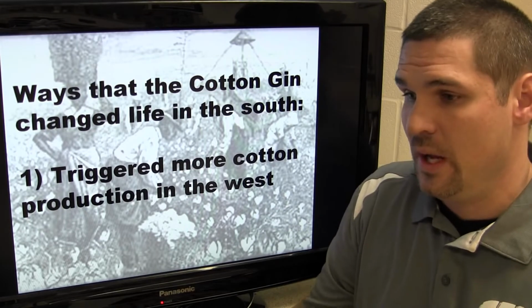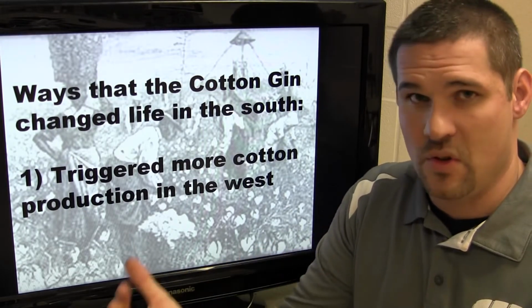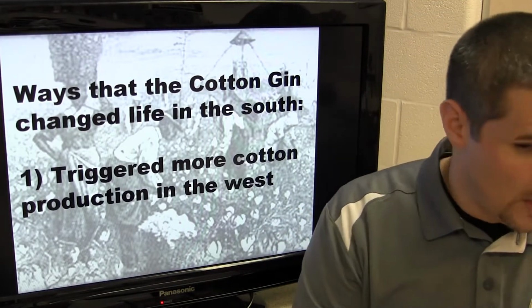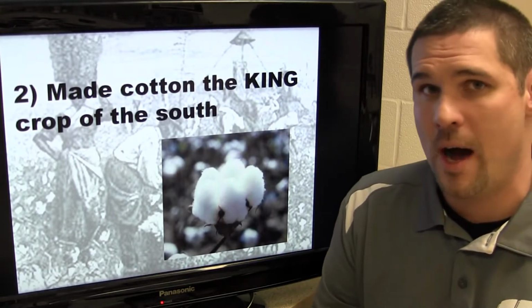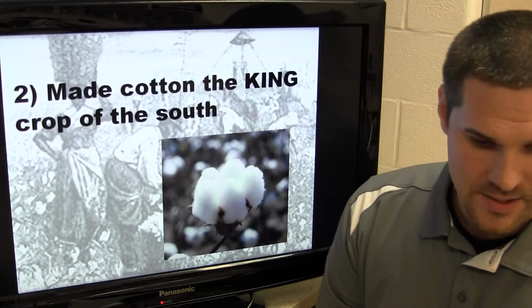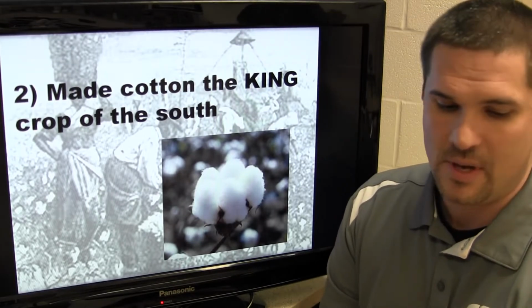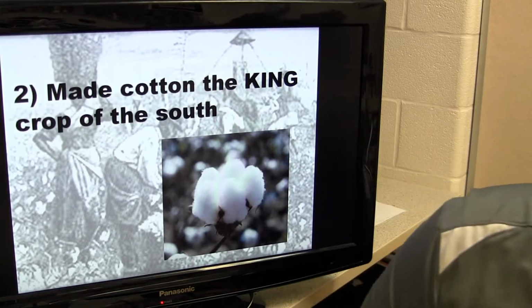So again, the cotton gin has a reverse effect on slavery. It was supposed to help slaves and eventually just make it so there was no need for slaves, but it actually makes slavery explode here. And number two, it's going to make cotton the king crop of the South. Before, I said that rice, indigo, and tobacco were cash crops. Now here, cotton's going to take over in a major way.